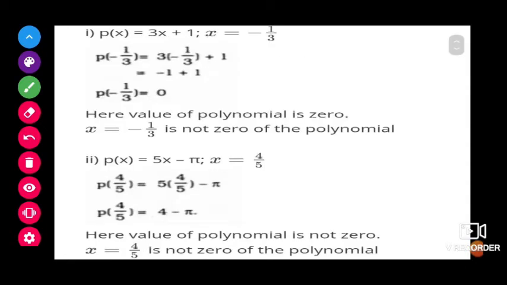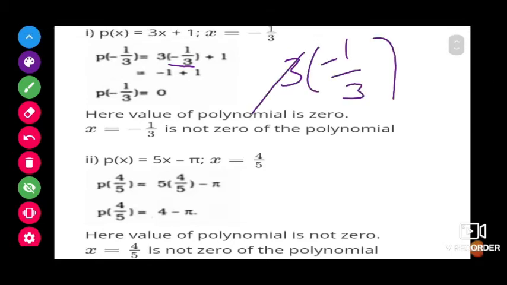So shall we check? See, the first one, p of x is equal to 3x plus 1, x is equal to minus 1 by 3. They are asking us to substitute. So p of minus 1 by 3. In the place of x, we have to place minus 1 by 3. So 3 into the value of x, which is minus 1 by 3, plus 1. Here 3 into minus 1 by 3, the 3 in the numerator and the 3 in the denominator we can cancel. So the remaining is minus 1.